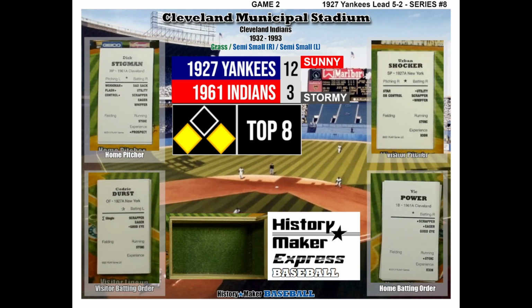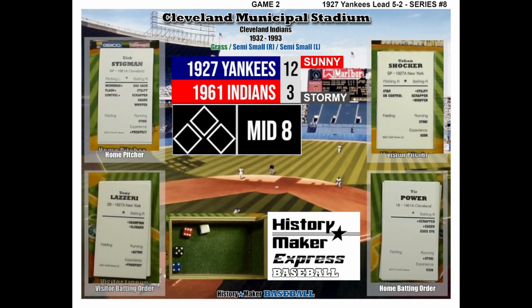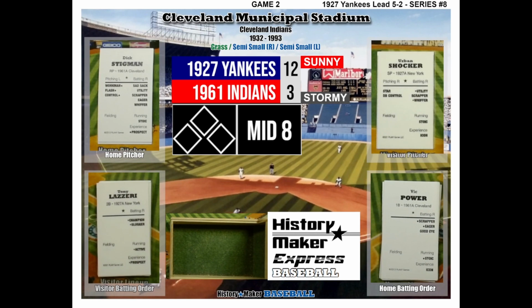Here's Cedric Durst to roll off of the men on base chart. 45, yes, reading the black and blue dice is such of a 45. Fresh pitcher gets the ground out, and yes, Dick Stigman is a fresh pitcher, as he is the bullpen hero. So that is going to be the end of the top half of the eighth, with the score now 12-3 in favor of the 1927 Yankees. Vic Power will be the next batter up at the plate for the 1961 Cleveland Indians.